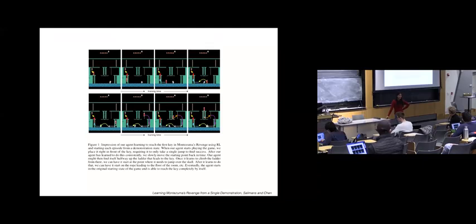How do you know what state is right underneath the ladder? How do you reset to that? Well, you have one demonstration given to you. That demonstration is a sequence of states and actions. You know exactly those states.